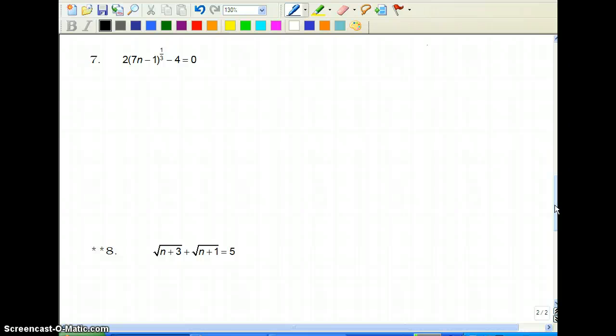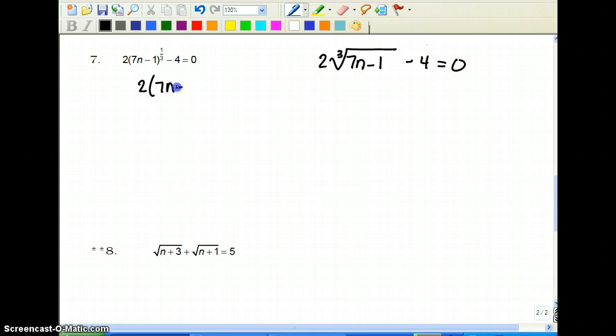Okay, number 7 is just written differently. You could rewrite it as the cubed root of 7n minus 1. Or you can just leave it and we'll work with the fraction. Remember, you always want to isolate the radical part. So I'm going to move the 4 over and divide by the 2. So I have (7n minus 1) to the 1/3 equals 2.